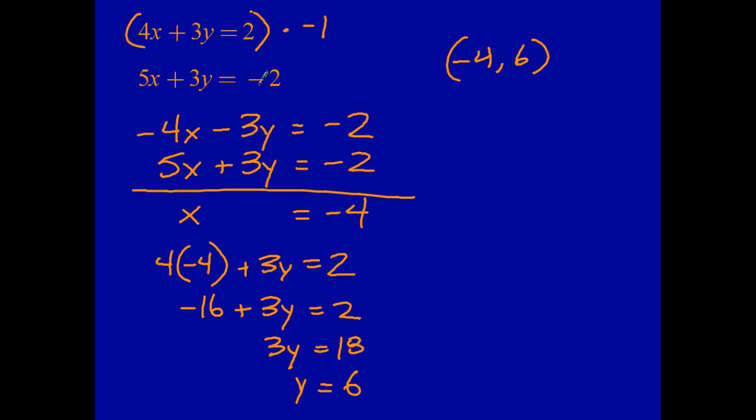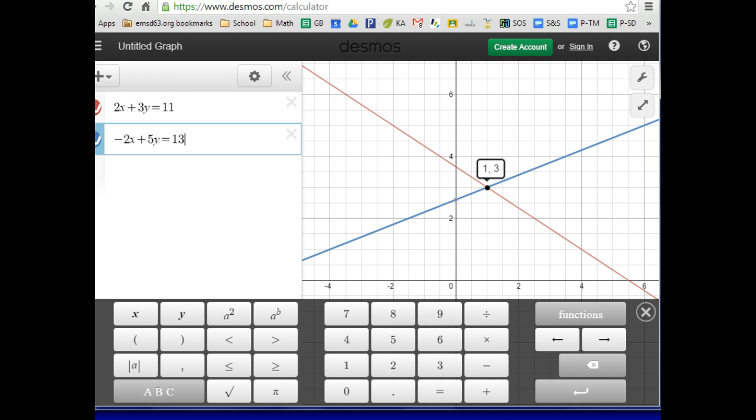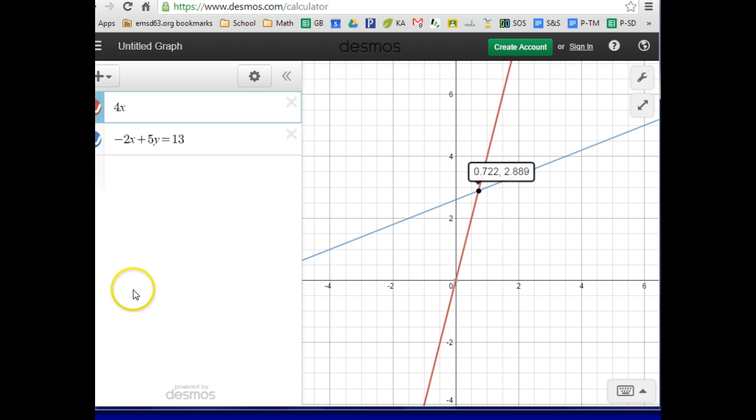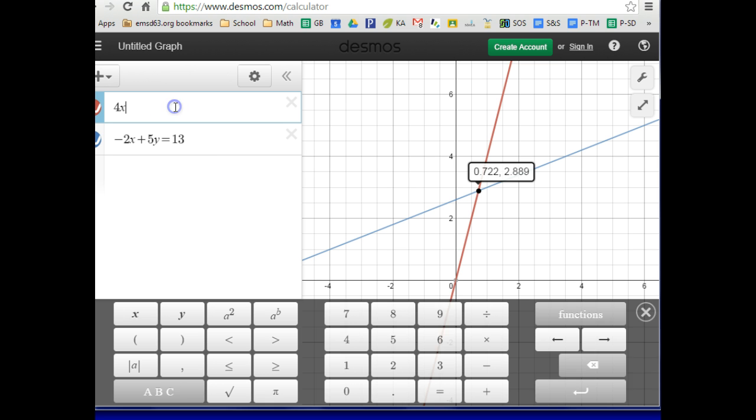And if we wanted to, we can graph it real quick. Let's see if I can graph it correctly this time. Let me go over and type it in real quick. What was it? 4x plus 3y is equal to 2.